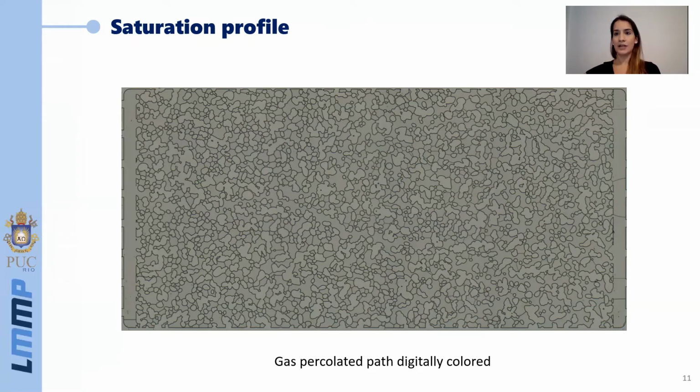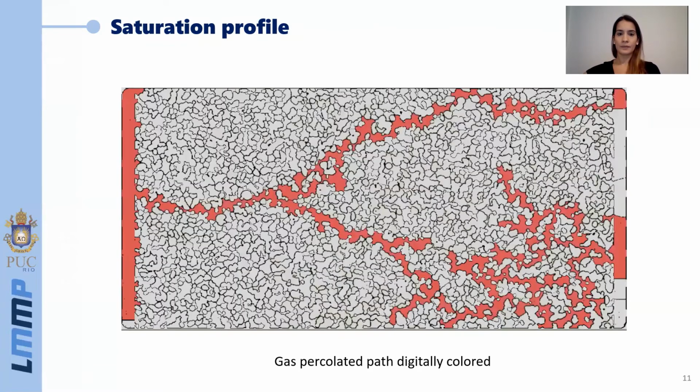Here is the saturation profile after the injection. The device is completely saturated with gas, and we only have liquid present in lamella form. Here we can see the percolated gas path dyed in red.